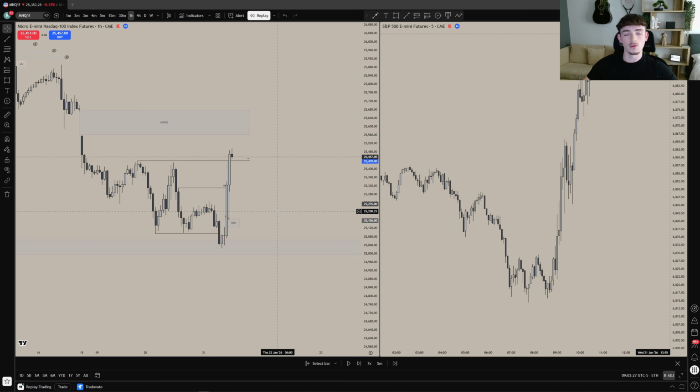So you probably could have gotten more longs after that as well, given the fact we were in a higher time frame key level here as well. So yeah, that is pretty much everything in terms of the models.